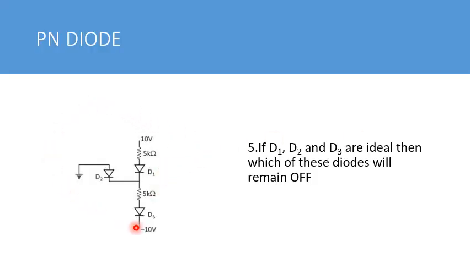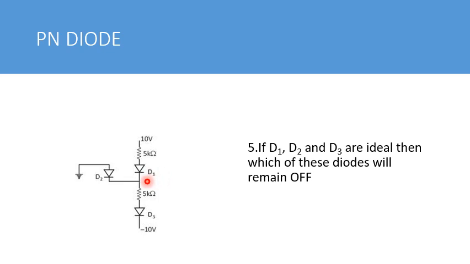So here I have taken a circuit with PN diodes and I am considering all the diodes to be ideal. You know that an ideal diode means in forward bias it will conduct or act as a short circuit, and in reverse bias it will not conduct. So during reverse bias it will act as an open circuit. Now the question given here is, if D1, D2 and D3 are ideal, then which of these diodes will remain off? Now you want to check it, right?